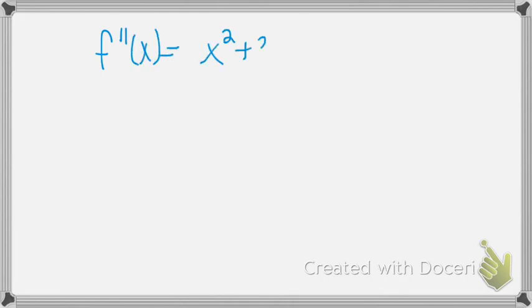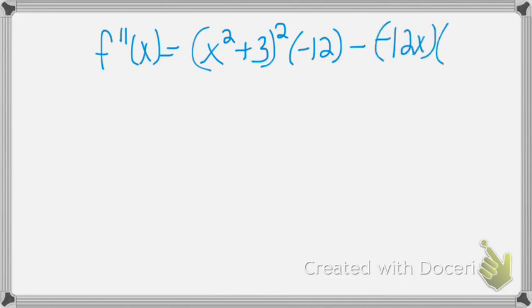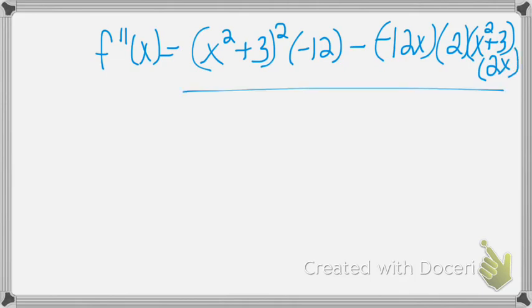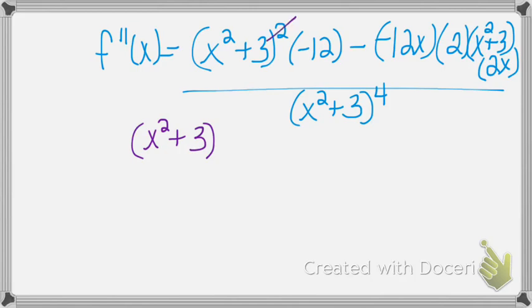Bottom times the derivative of the top minus the top times the derivative of the bottom. There's times a 2x there, over the bottom squared, and I know that's yucky. You can factor out an x squared plus 3 out of the top. When you do that, you're left with negative 12x squared minus 36.